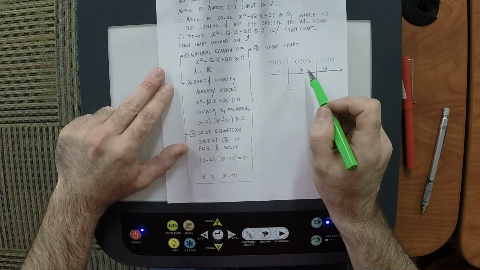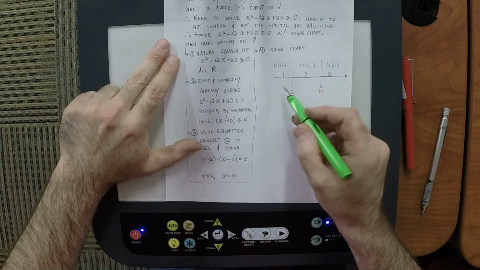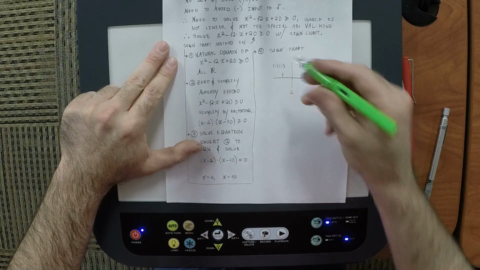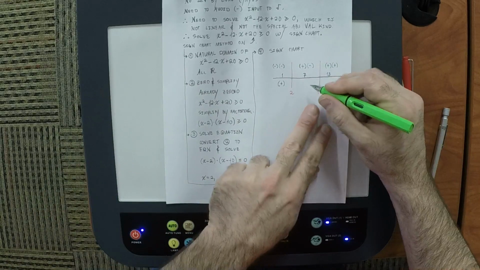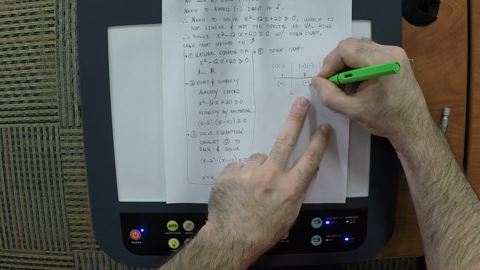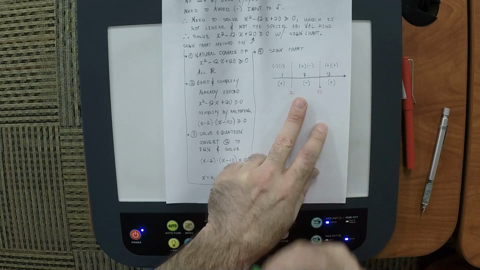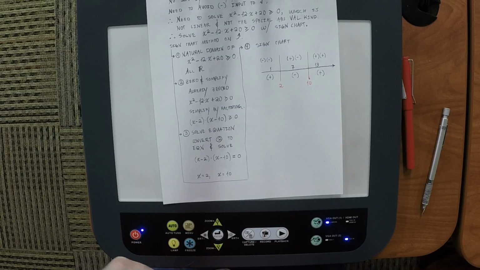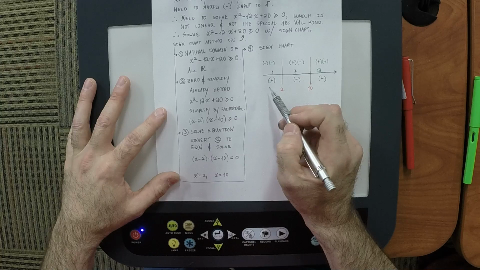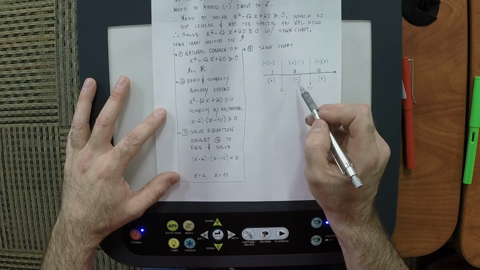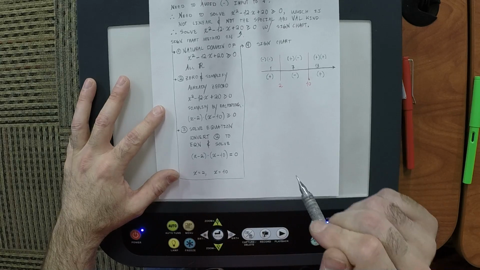Okay, so that's the pattern in each region, but in fact we're only interested in the overall sign. So what's the overall sign in the left region? Good. The overall sign in the middle, negative. The overall sign in the right, positive. Okay. Because the product of 2 negatives is positive, the product of positive and negative is negative, and the product of positive and positive is positive. Any questions about the chart?